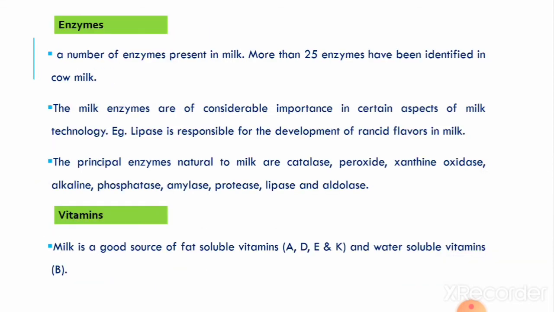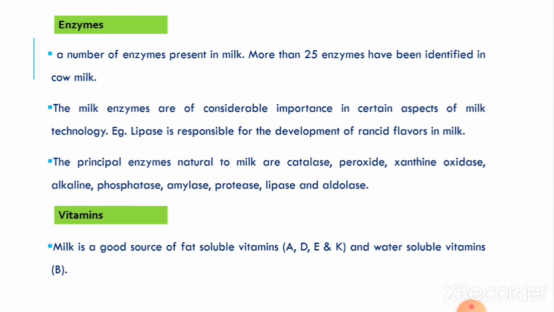Enzymes. A number of enzymes are present in milk. More than 25 enzymes have been identified in cow milk. The milk enzymes are of considerable importance in certain aspects of milk technology. For example, lipase is responsible for the development of rancid flavors in milk. The principal enzymes natural to milk are catalase, peroxidase, xanthine oxidase, alkaline phosphatase, amylase, protease, lipase, and aldolase.